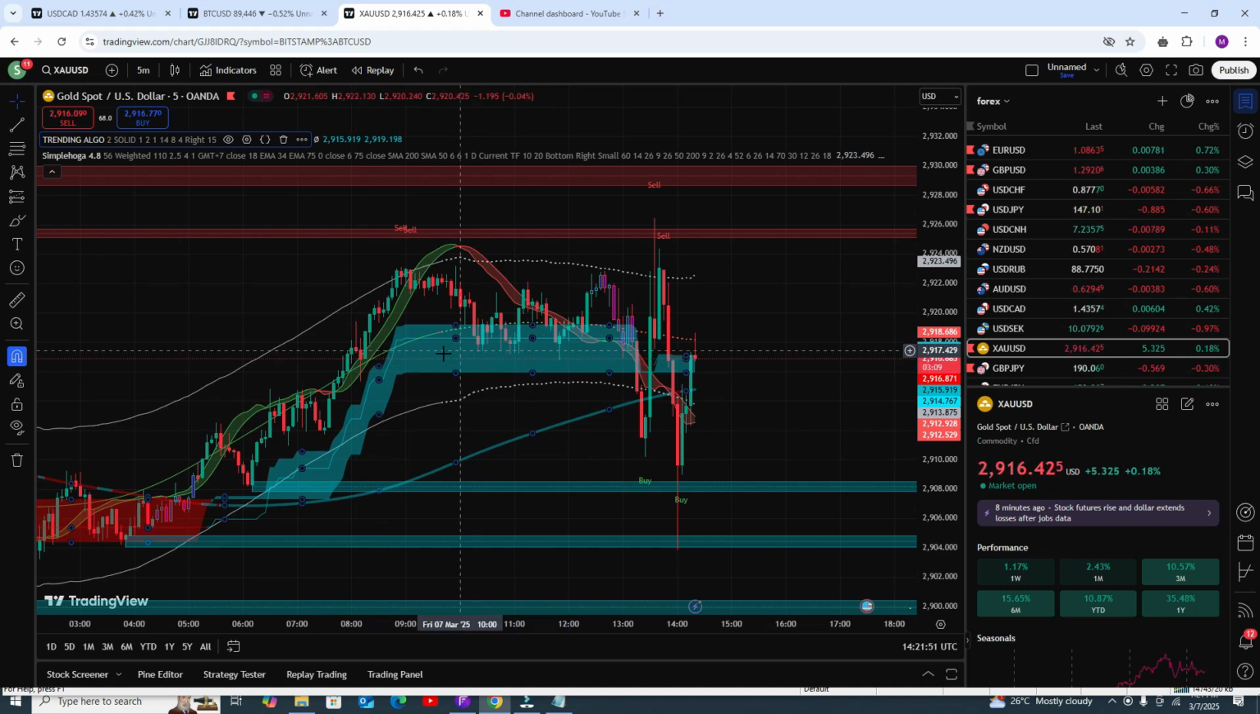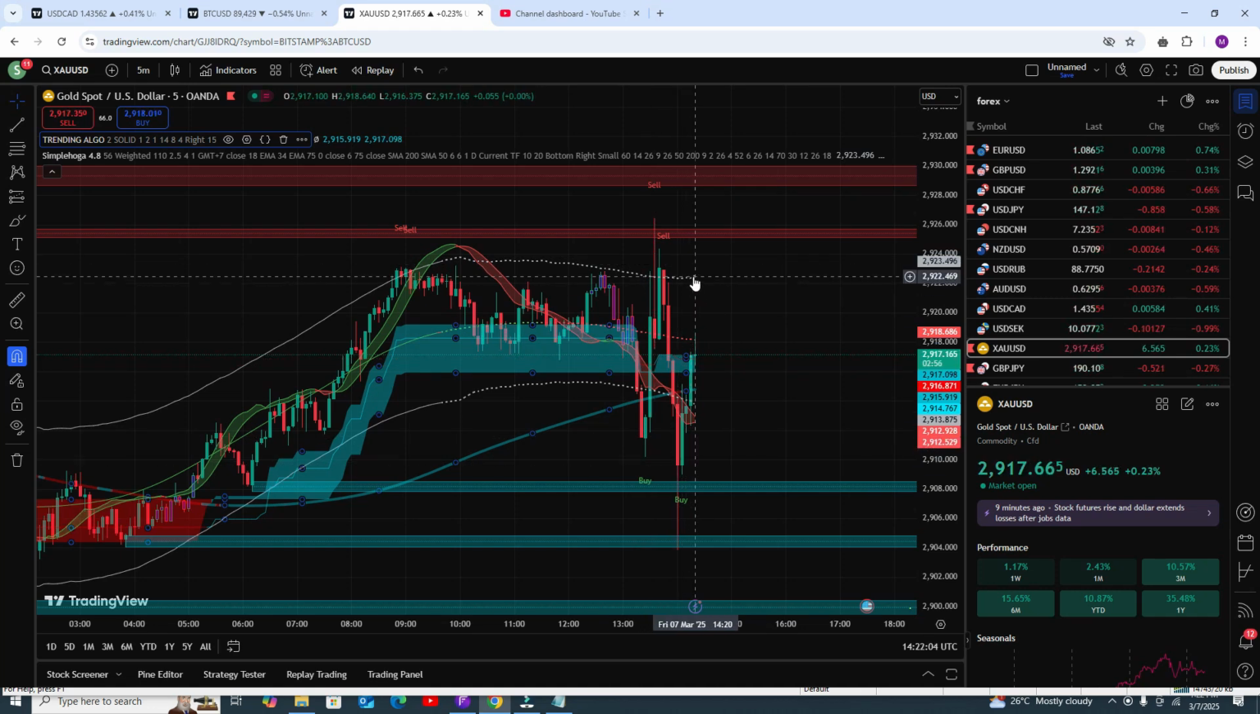Here you can see there's a cloud. The cloud is blue. That means you need to follow the buy signal, and when the candle touches the upper band line, close your trade. Here you can see another buy trade. When the candle touches the upper band line, you need to close your trade.